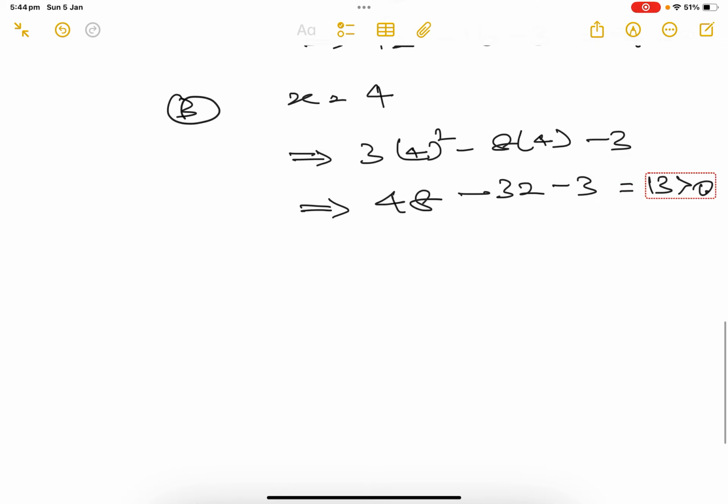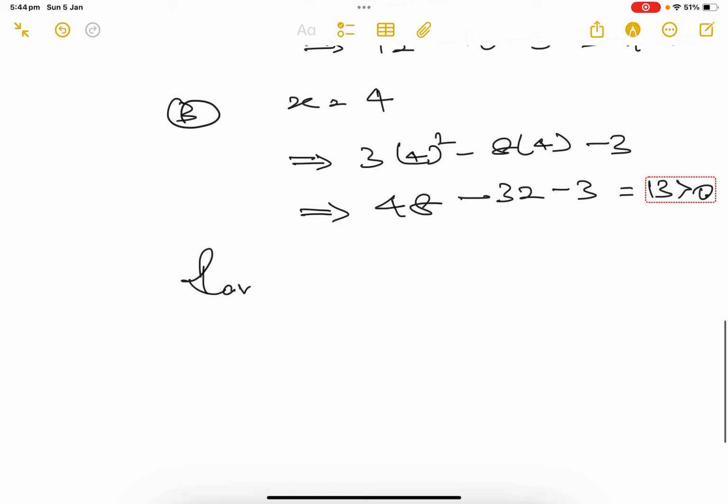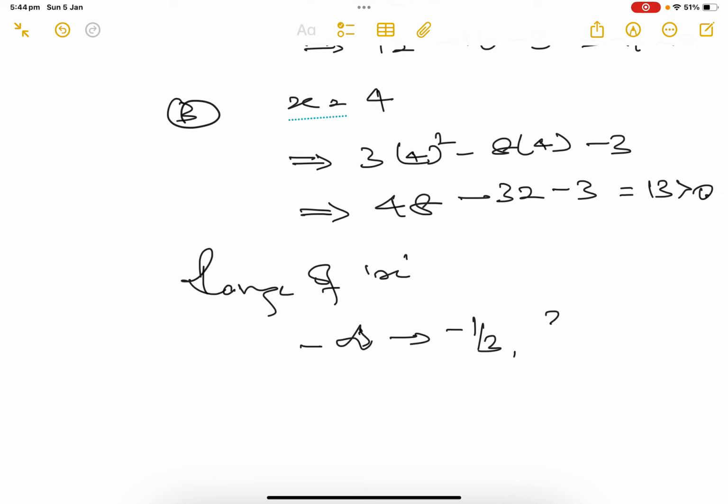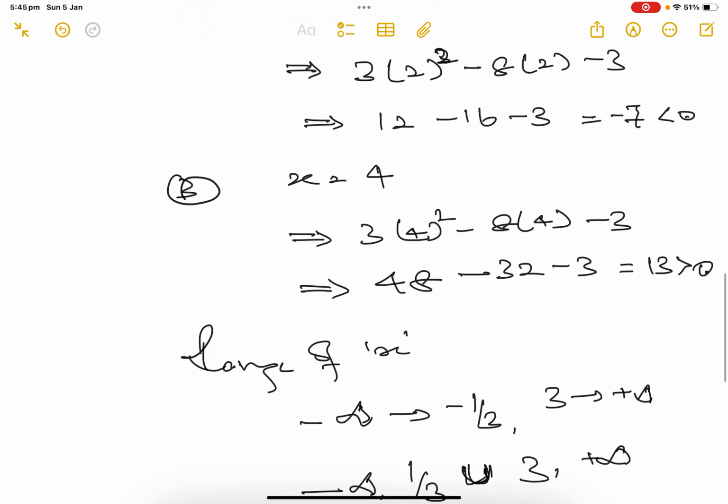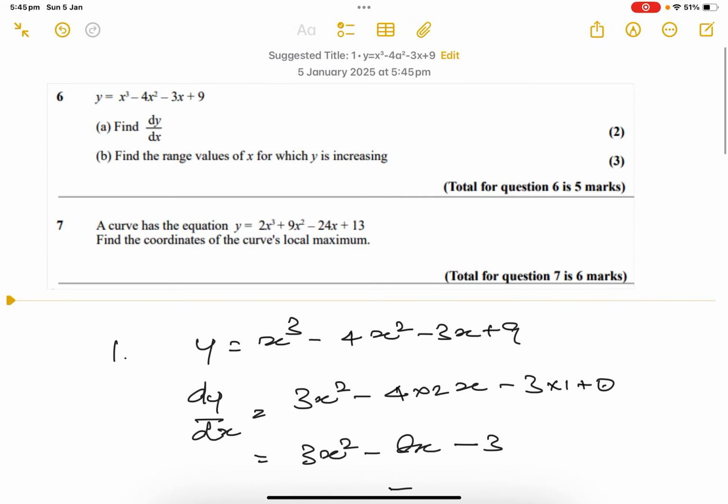So the range of x is between minus infinity to minus 1/3 and 3 to positive infinity. So we can write it as this: minus infinity to 1/3, and 3 to plus infinity. That's the range. First part of first question done.